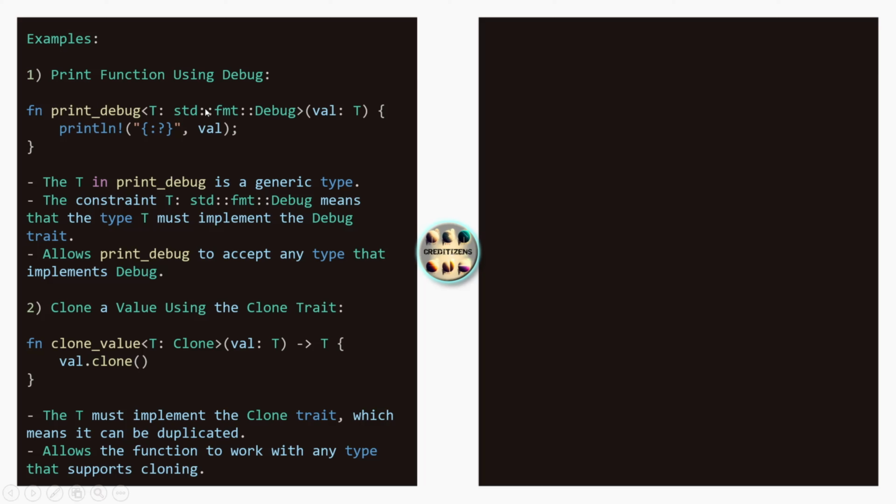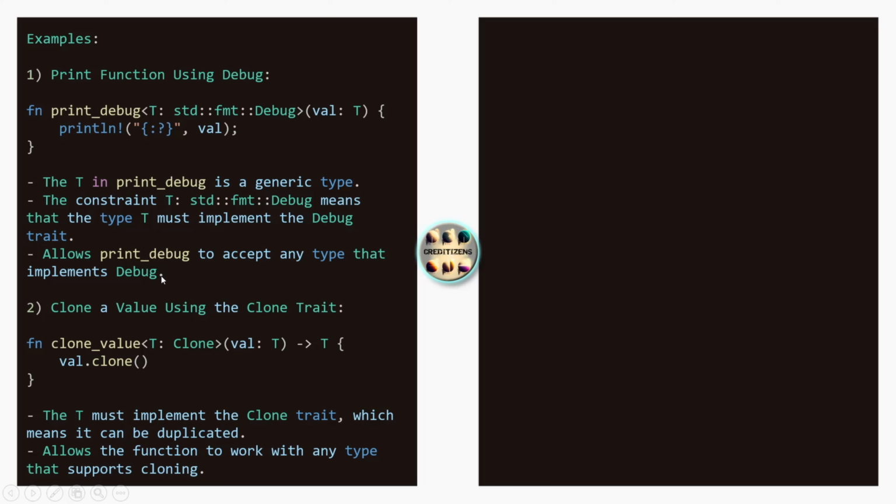That's the constraint. It's a type Debug. It means that the type T must implement the Debug trait. So whatever we use here has to be implementing the Debug trait. Otherwise, it's not going to work. So this is the constraint. This is the condition. So it allows print debug to accept any type that implements Debug.